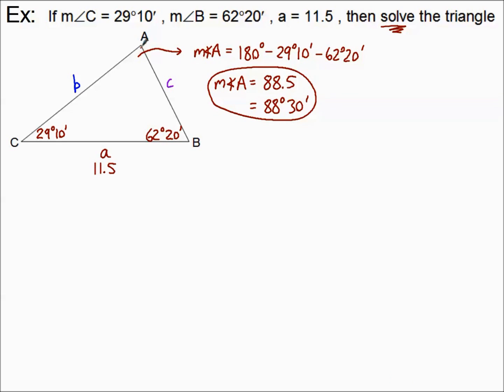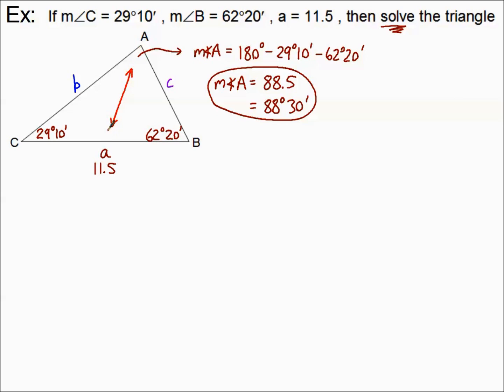Now that we've found angle A and we already have side A, we have one ratio for our law of sines. Oh, and by the way, this is not a right triangle, because although this is close to 90 degrees, it's not 90 degrees. So we cannot use SOH CAH TOA ratios. We have to use law of sines. We are given the A ratio and we're missing part of the B ratio and part of the C ratio. So we'll go ahead and set up our proportion.